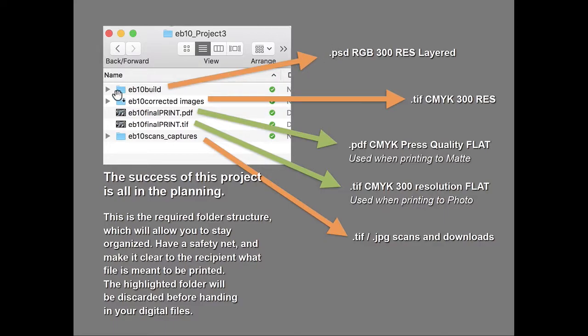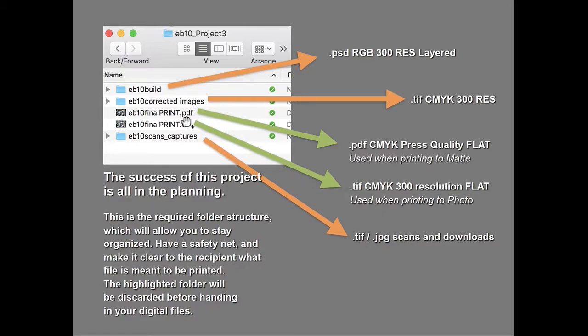I even built this out to help guide you in this PDF, that anything in your build folder should be RGB, 300 resolution, layered. Anything in your corrected images should be a .tiff file, CMYK, and 300 resolution. In the scans captures, you can have TIFFs or JPEGs. Either one is fine. You should not have raw files here. You should save them either as JPEGs or TIFFs so that they're not taking up a ton of room.